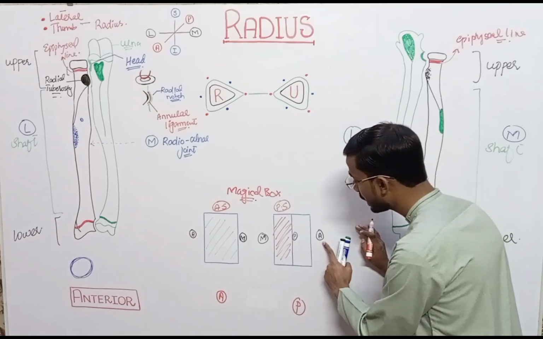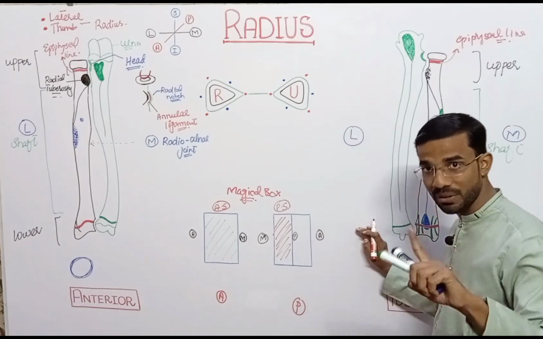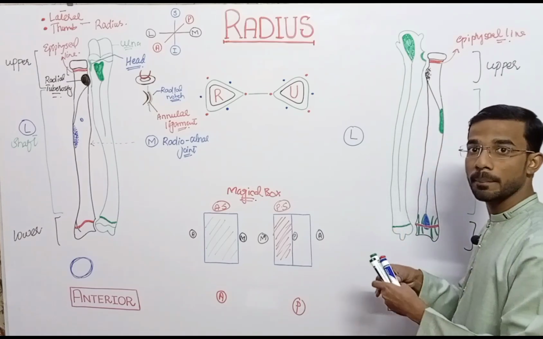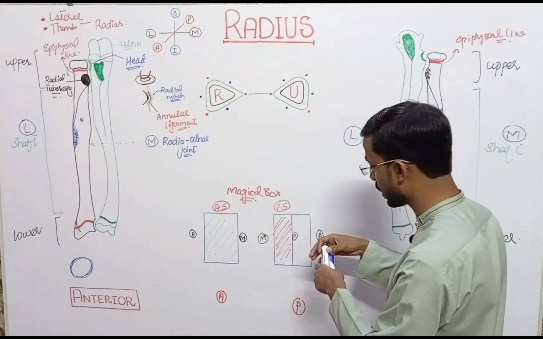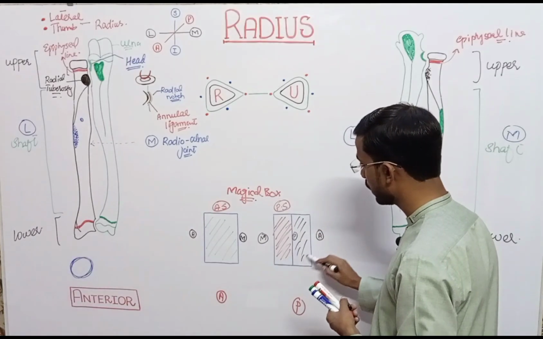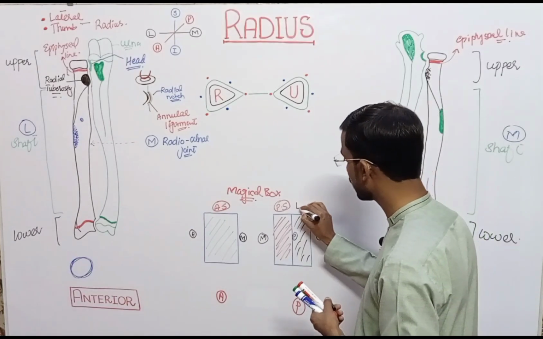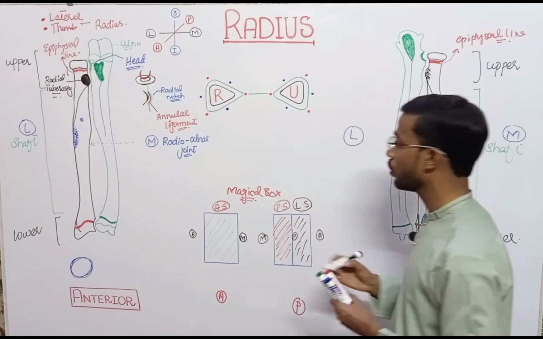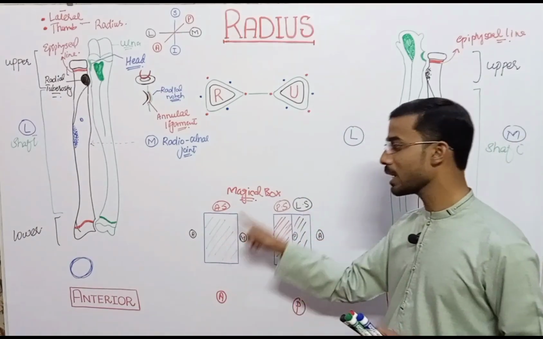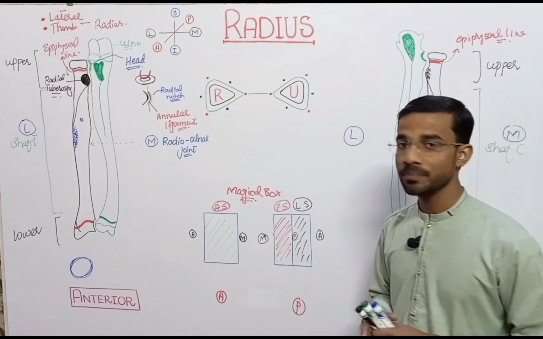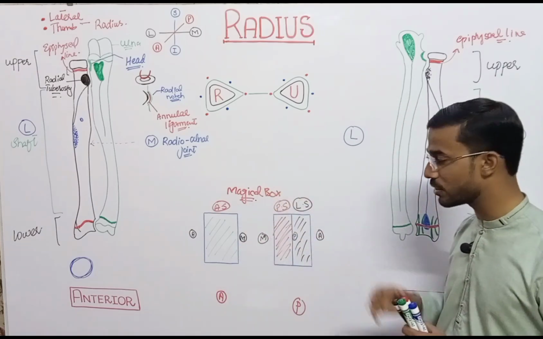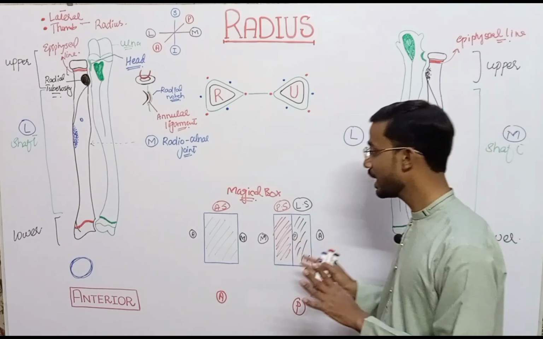And the surface which is present between the posterior and the anterior border is actually the lateral surface. So you see the three borders, anterior, medial and posterior border, and three surfaces, anterior surface, posterior surface and the lateral surface. So these are basically the different borders.